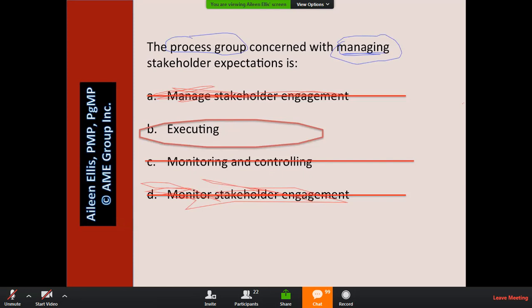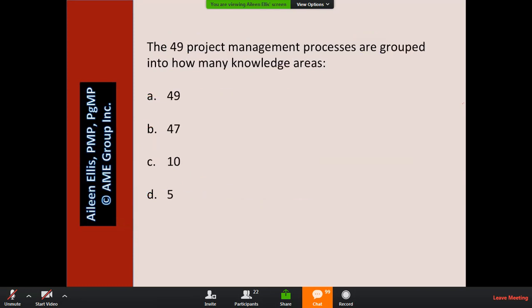If this is your first session with me, you're starting to see that I talk about how to get a question right because we know the right answer, but also how to get a question right because we know the wrong answer. The 49 project management processes are grouped into how many knowledge areas? Whenever you're ready, type your answer into the chat.